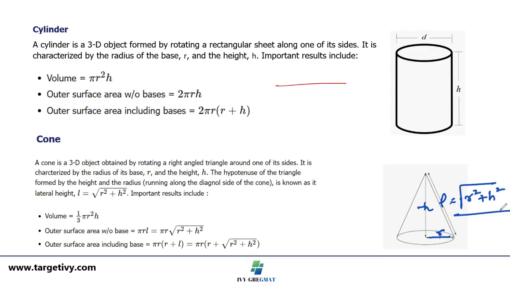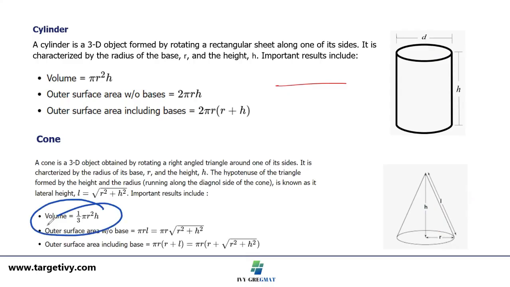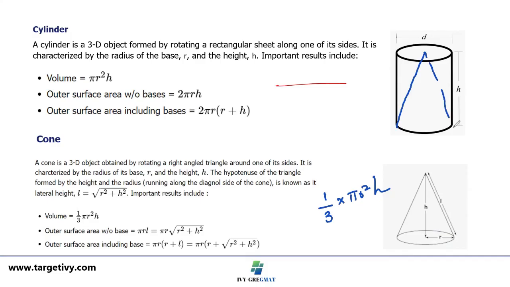Now the question arises, what is the volume of a cone? So 1/3 of pi r square into h. Actually, if you look at this cylinder, it can accommodate 3 cones, because pi r square h is the volume of a cylinder, but 1/3 of it makes the volume of a cone.